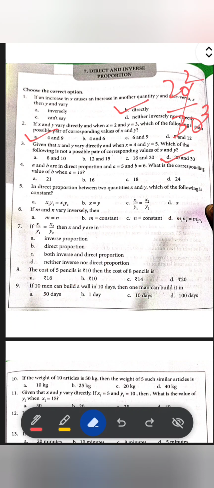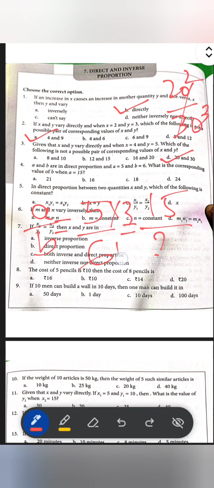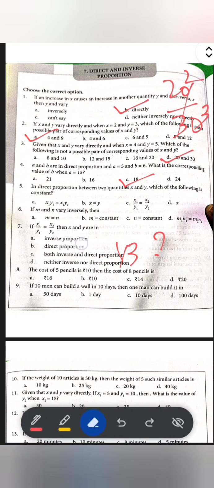Now come to the next part. If A and B are in direct proportion, it means A by B is constant. A is equal to 5, B is equal to 6. What is the corresponding value of B when A is equal to 15? So what will B be? 5 3s are 15. Similarly, 6 3s are 18. Option C is the correct answer. This is the way you can find out the answer.